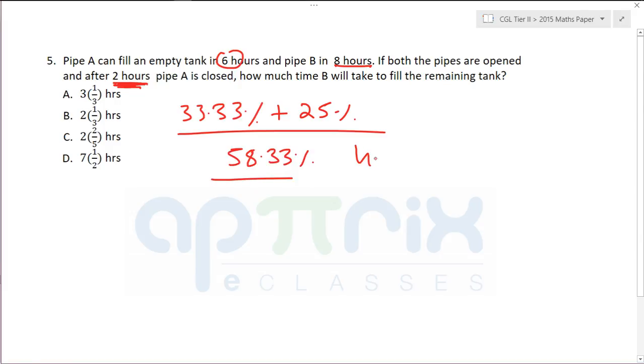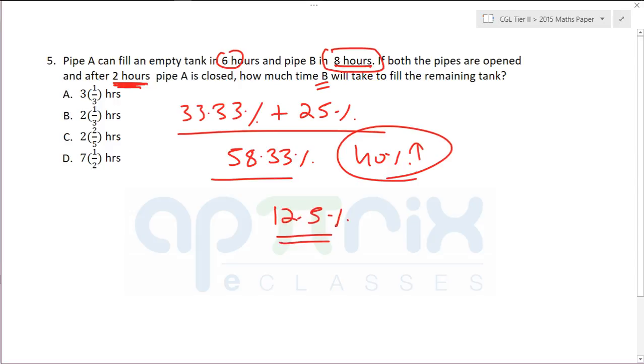That means the leftover portion will be a little over 40%. Who is filling it? Only B. And the capacity of B is 8 hours. I'm going to ask you a simple question: that 8 hours in percentage terms becomes 12.5% per hour. You can clearly see it will go 3 times and a little more than that. It is not going to be 2 plus. It is 3 plus. Getting my point or not?